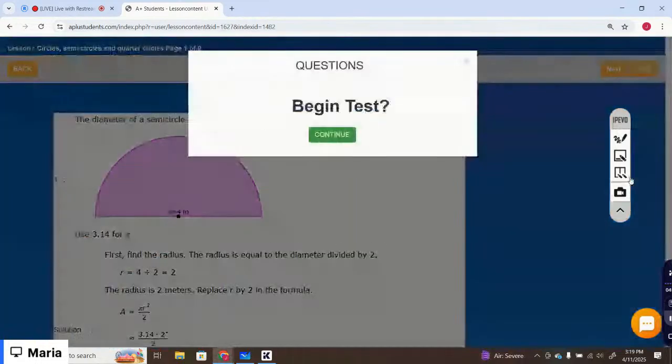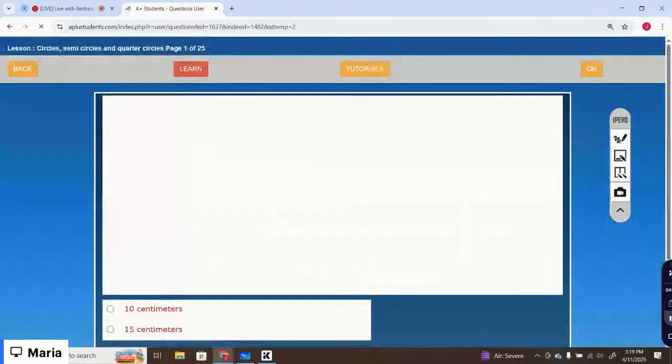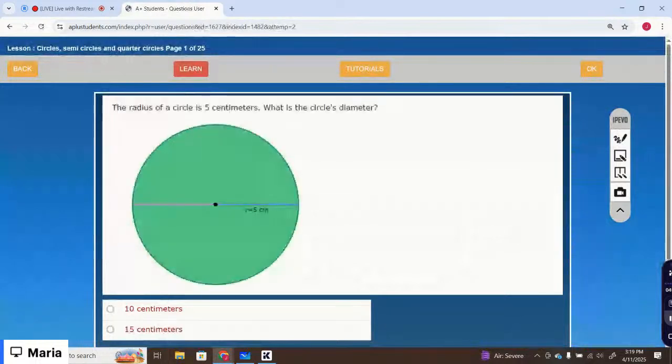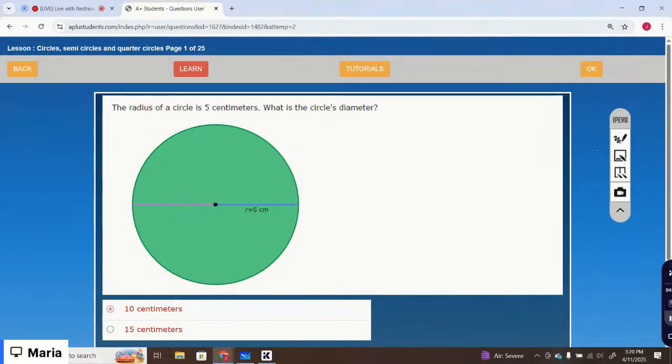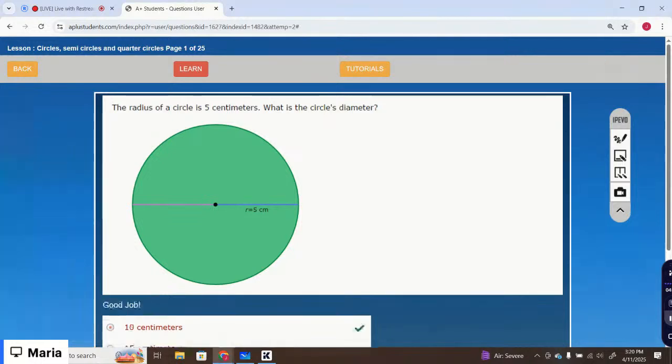Let's just start with the test questions. The radius of a circle is 5 centimeters. What is the circle's diameter? So radius equals diameter divided by 2. Then diameter equals 2 times the radius. The radius is 5. Then diameter is equal to 2 times 5. 2 times 5 is 10. So option number 1 is the correct option. That means the diameter of the circle is 10 centimeters.